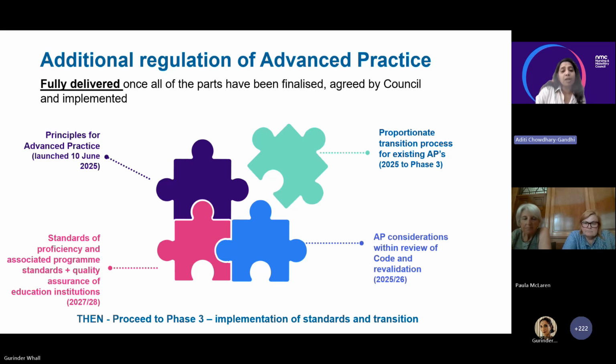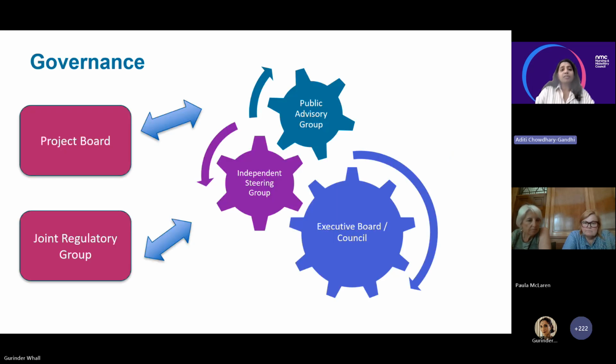And to provide some assurance to you, a reminder that this has undergone quite a rigorous governance process. So you'll see that we have our internal project board, which is our sounding board comprising internal colleagues derived from different parts of the business within NMC to make sure that we have fully considered any potential unintended consequences of any aspects of this piece of work.